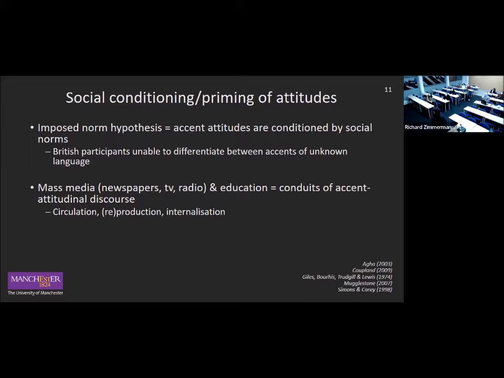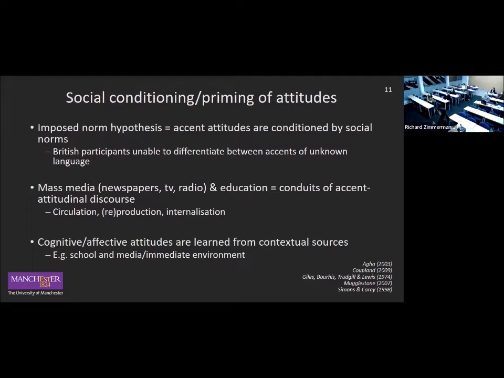In theoretical discussions as well, there have been a lot of public domains that have been thematized as conduits of accent attitudinal discourse. You have newspaper discourse, metalinguistic discourse, and I'll show you some examples of that. You have the TV and radio as well as education. So according to some social linguists, these domains circulate accent attitudinal discourse or language attitudinal discourse as well. And that discourse gets produced and reproduced by the public, and then it's fed back into the media, essentially. So there's a circulation of discourse internalized by many members of the public as well.